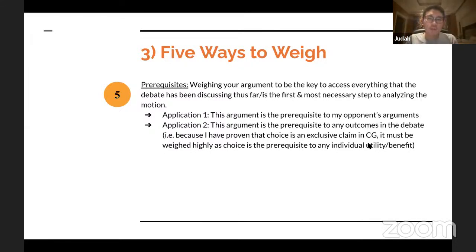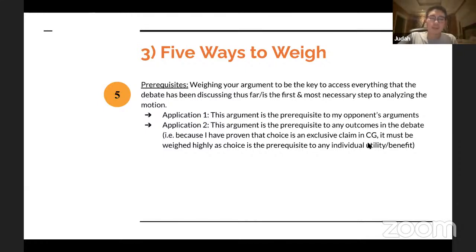So you have to weigh your argument to be the key to access everything that the debate has been discussing thus far. It's the most important step to getting those benefits, basically, right? And this is particularly a useful way to resolve the deadlock in opening, which a lot of people say.